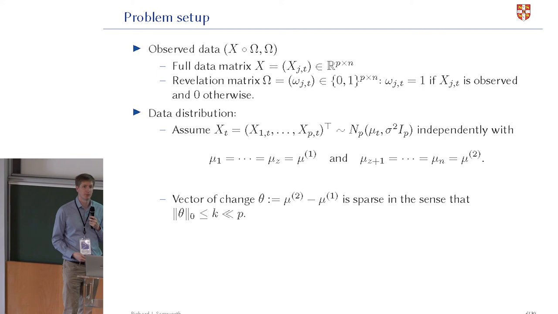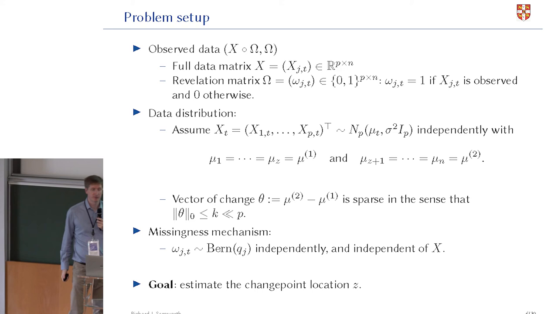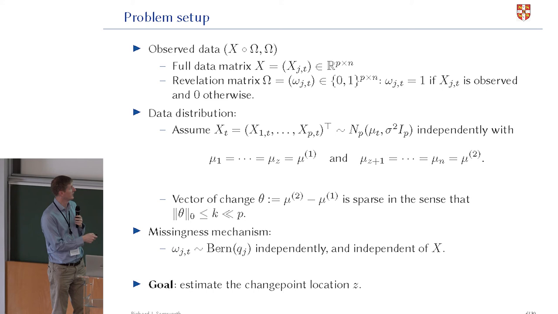Then I need to talk about the missingness mechanism, and again that's going to be very simple. We've just got our revelation matrix entries being Bernoulli random variables. But the heterogeneity in the missingness that comes in the title is from the fact that the missingness probability is allowed to depend on the row that you're in. You might ask, well, how do you know if your data are going to be independent, if the missingness is independent of your data? That's a very crucial assumption, and I'm going to have to refer you to Tom Barrett's talk this afternoon, who said a lot about that. Our goal here is to estimate the change point location Z. Z is the last time that we observe the first mean.